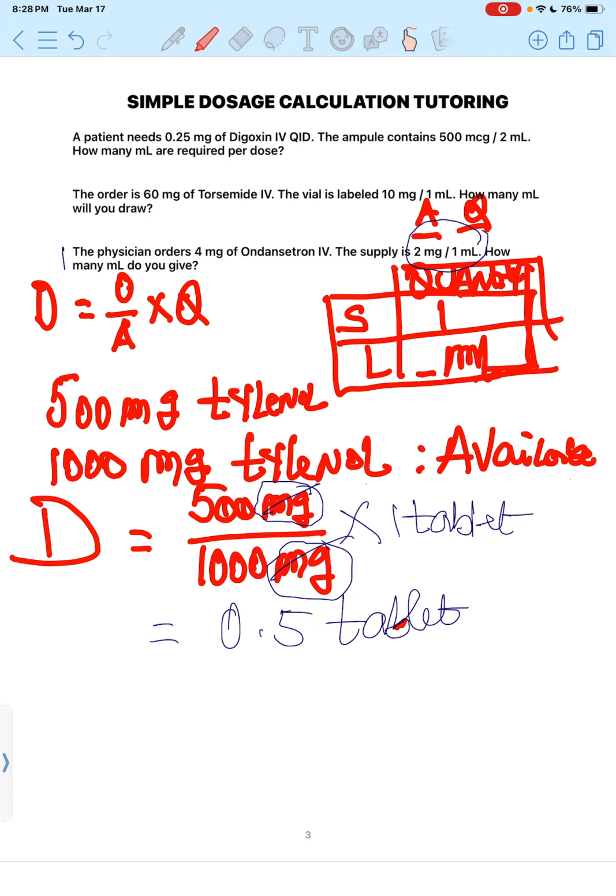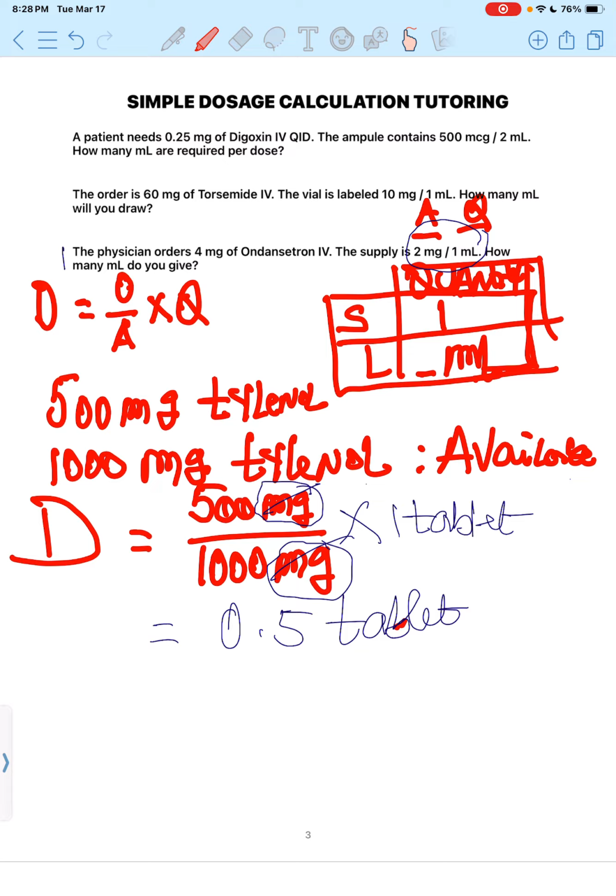This is what we call concentration. This 1 milliliter can be 10 milliliter. It can be 2 milliliter. So whatever number is beside milliliter, that is your quantity. Then if you don't see a number, say 2 milligrams slash milliliter, you know your quantity is 1.